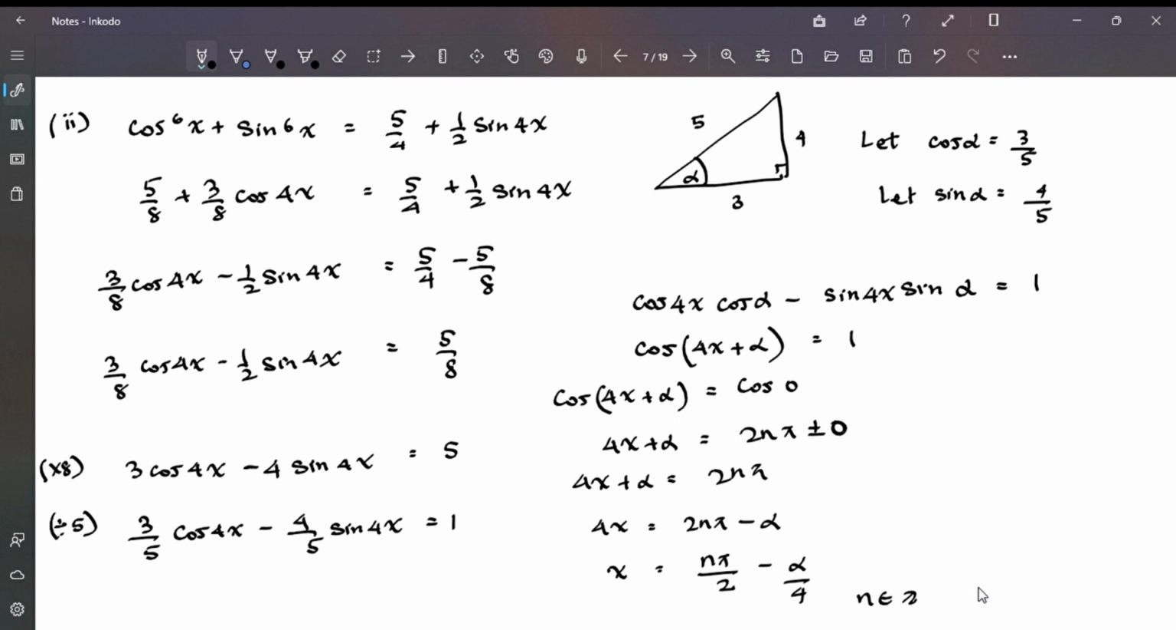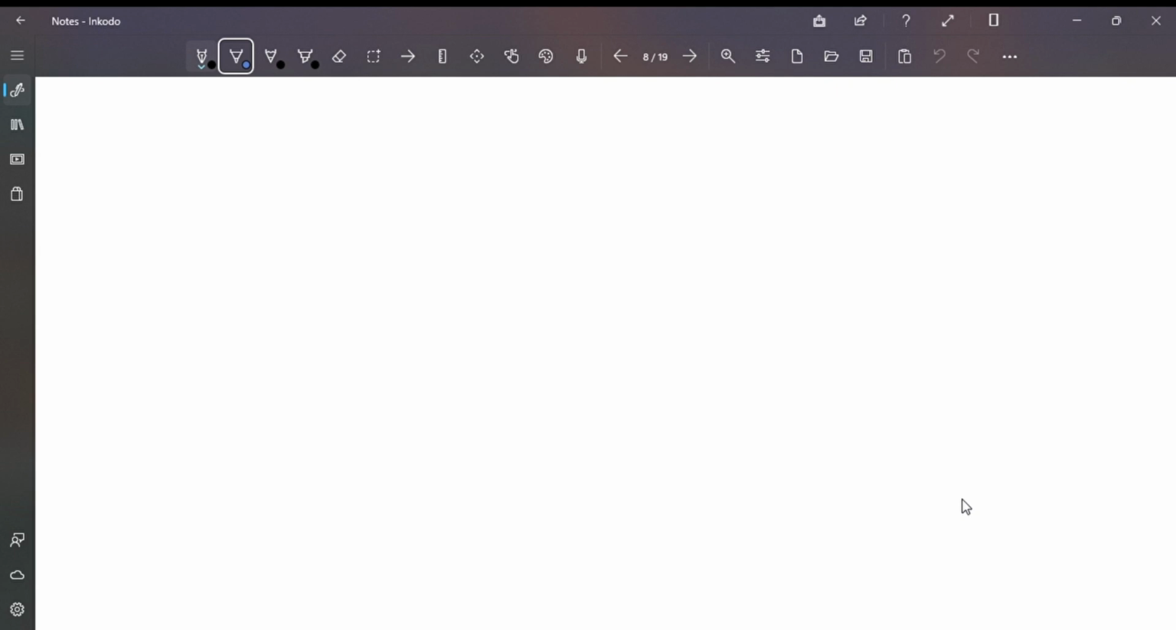X is going to be n pi over 2 minus alpha over 4. Here n is an integer and alpha is already defined above. So this is the answer. You will get the general solution of the equation. That part is also proved. Okay, the final part of the question, B.